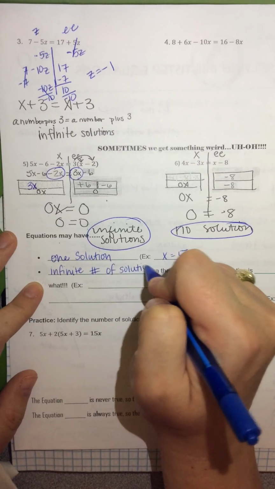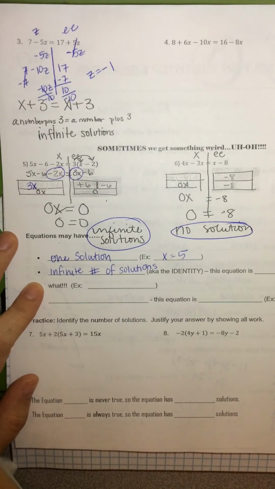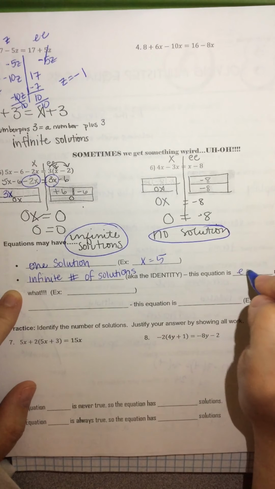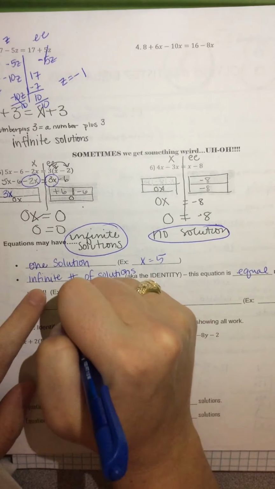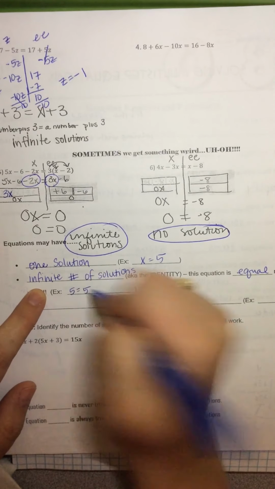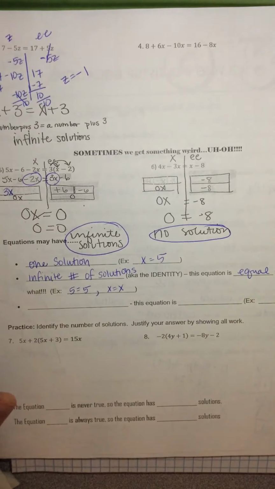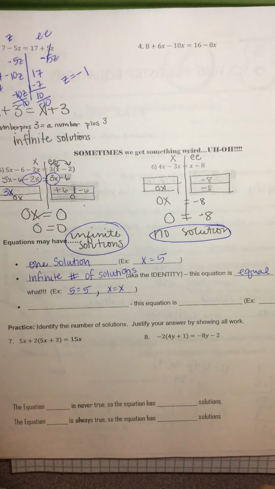People also call it the identity because that means everything will work. In this equation, everything's equal no matter what. Like 5 equals 5. It may end up like that at the end, or it may end up as x equals x. Those are always true. So when you do that, that means any kind of answer that you plug in will work.